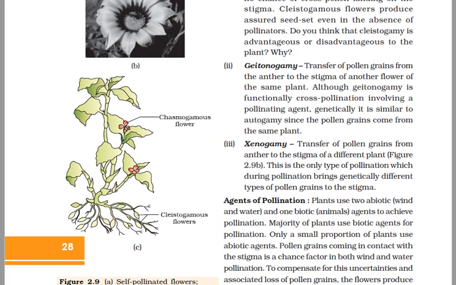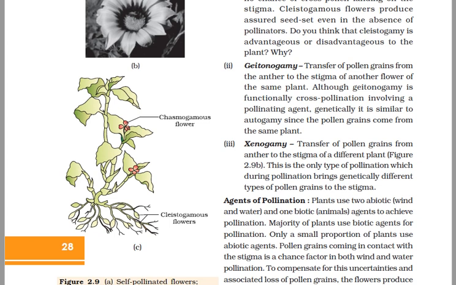So here you can see the geitonogamy state. I am repeating, it is a condition where the pollen grains from one flower are deposited on the stigma of another flower of the same plant.